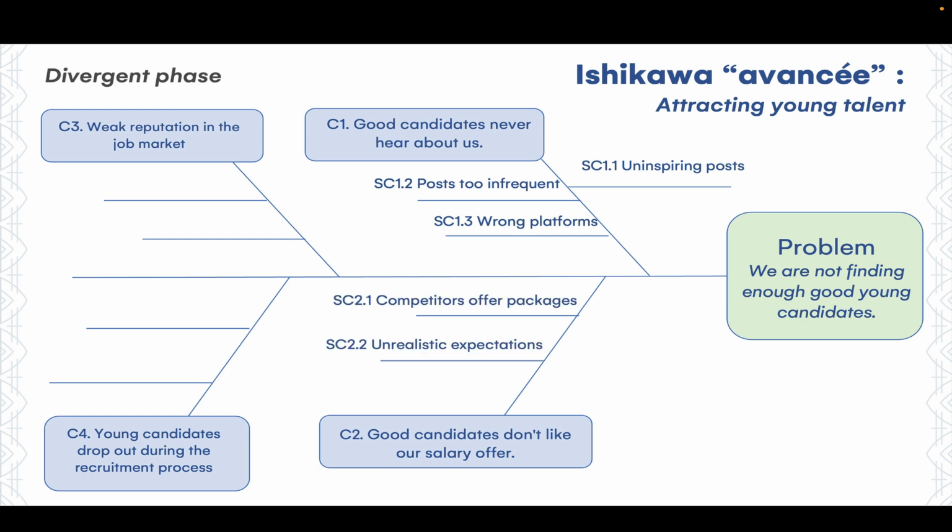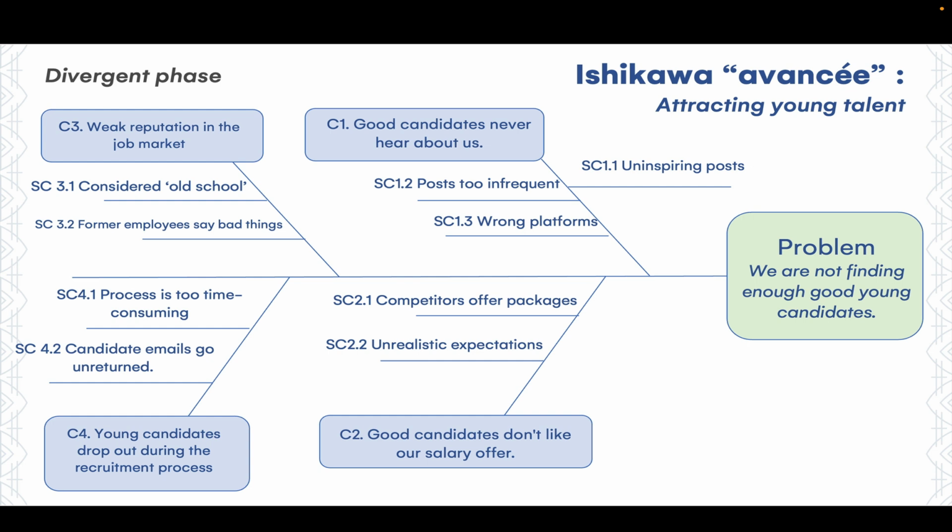You do the same thing for salary offer. Maybe it's because competitors are offering better packages, or maybe it's because candidates have unrealistic expectations of their salary. And you do the same thing for the other causes. This is kind of a simplified version. Sometimes you might have 5 or 6 causes, each one has 2, 3, 4 sub-causes. It totally depends on the context of the problem. Okay, that's the divergent step.